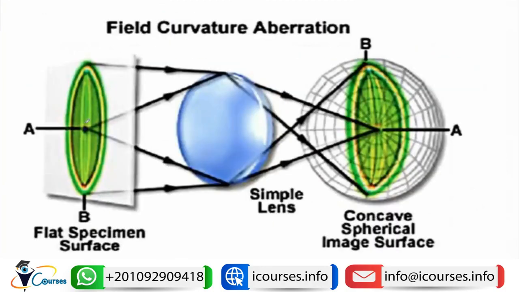As we can see here, these are the light rays entering from the center. They will go through the lens and then refract, causing no problem. However, the light rays from the periphery of the lens, like here and there, will cause the periphery of the image to be more curved. So this leads to what's called curvature of field aberration.